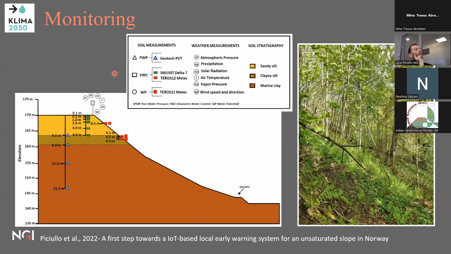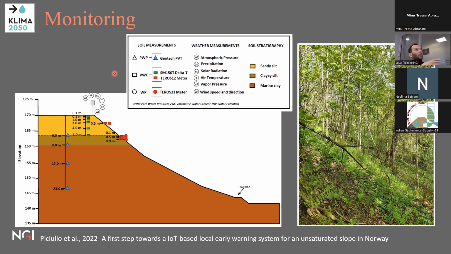This is the schematization of the slope. So we have sandy silt on top, clayey silt, and then marine clay. The water table is around 6 meters. It's fluctuating with seasons. And then you see all the monitoring sensors that are employed. On the right, you also see the slope that is heavily vegetated and very steep, around 40 degrees.